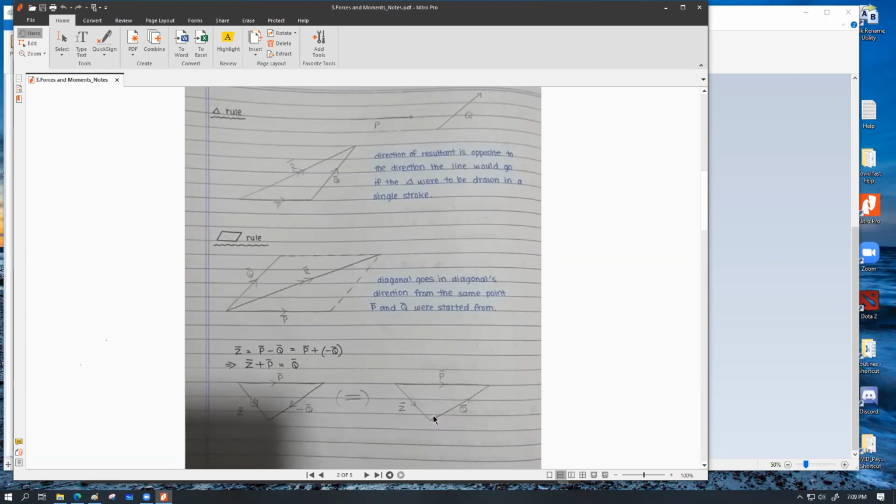Sir, isn't it supposed to be Z plus Q equals to P? Yes, it's supposed to be that. The student was wrong in writing that. My bad.